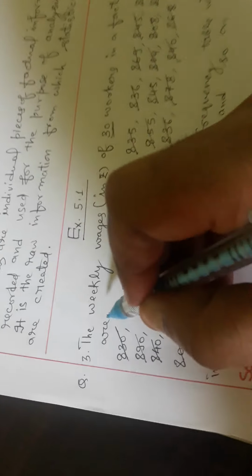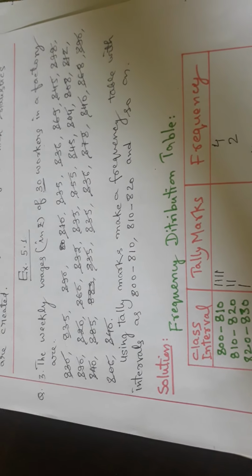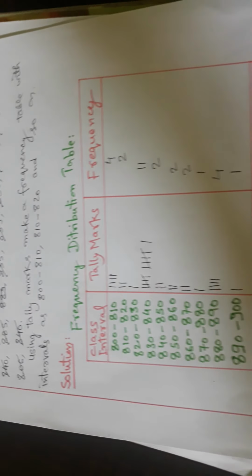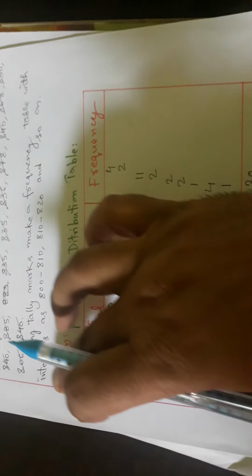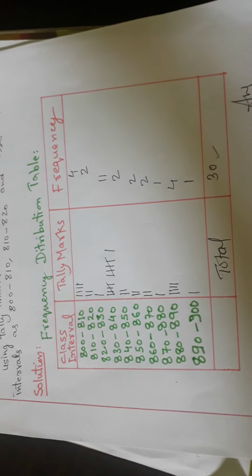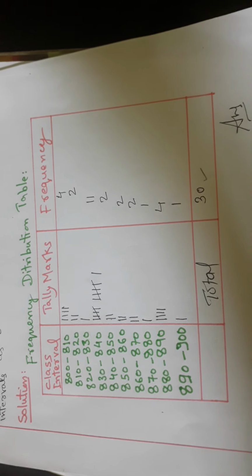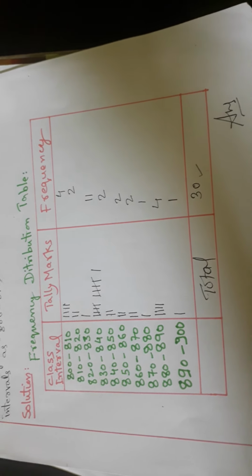The best way is to draw tick marks in the respective class interval, and finally you get like this. This is called the frequency distribution table, the construction of a frequency distribution table. This is the question, the solution is this one, and this is your answer. You can write here. That's it. This is the end of the explanation of how to make a frequency distribution table.